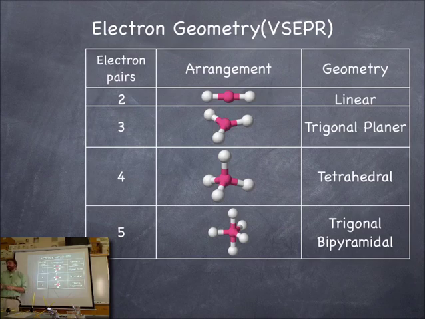Okay? And finally, the last one, if we have 6 pairs of electrons, I am going to have to reuse this one here. It's got, why is what? Yeah, the world is a crazy place.